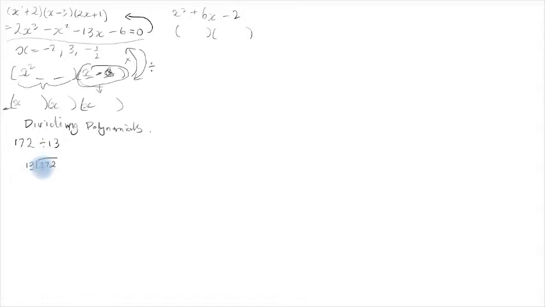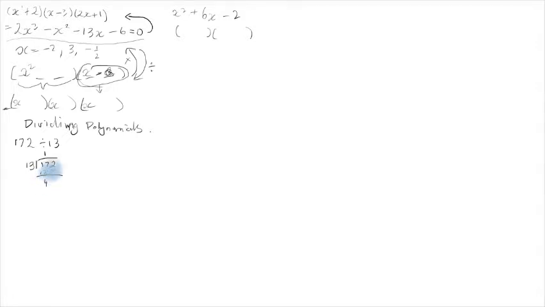Obviously there are 0 13s in 1, so put a big 0 there, but because it's a 0, let's not bother. So then we look at the next 2 digits. How many 13s are there in 17? Obviously there's 1. Okay, so then we go 1 times 13, gives us 13. And then we do 17 minus 13 to say 4. So what that means is there is 1 13 in 17 with 4 left over, 4 remainder here.